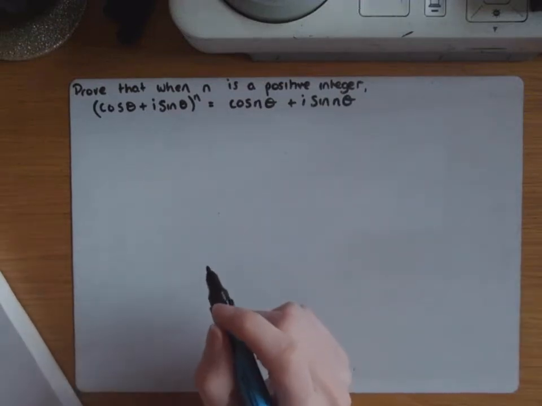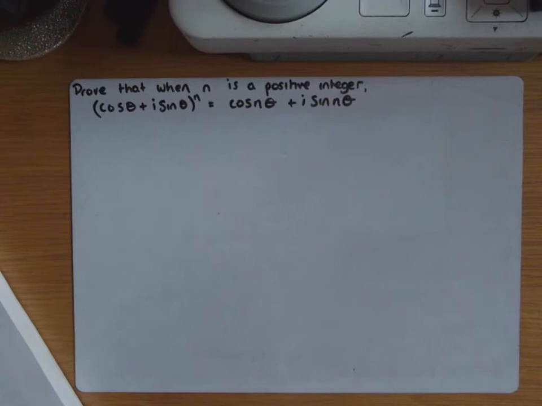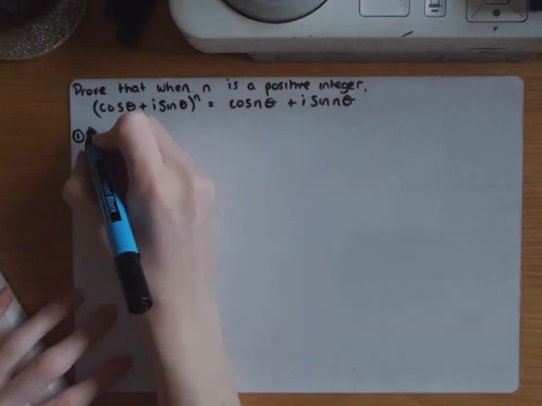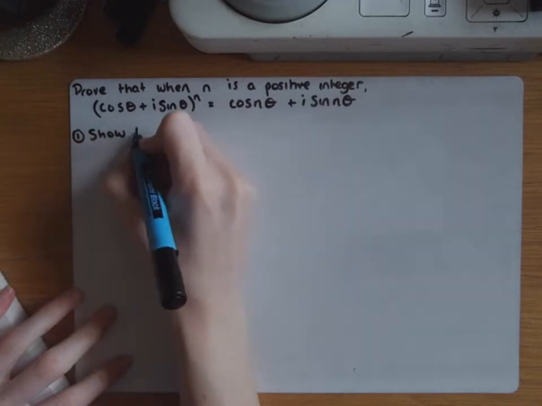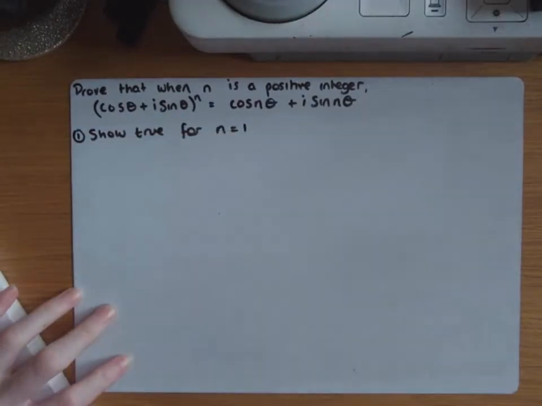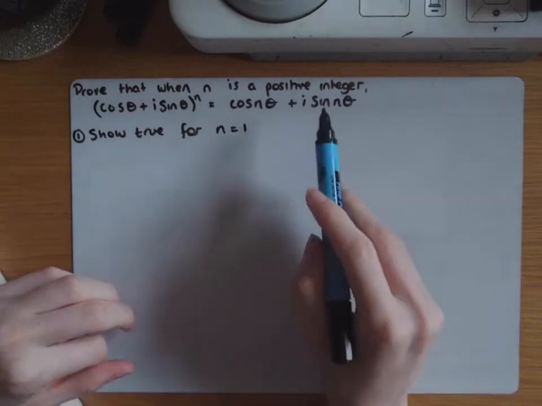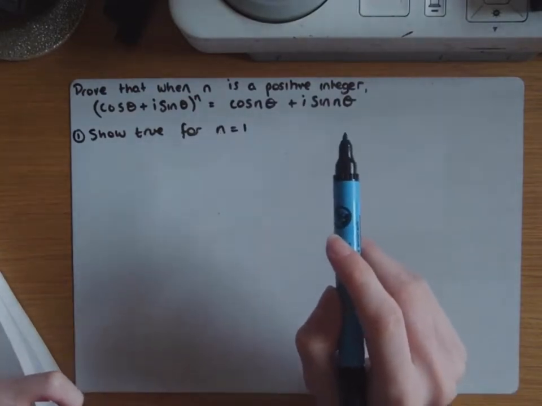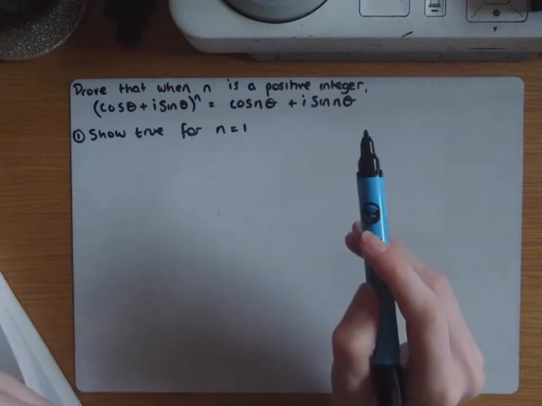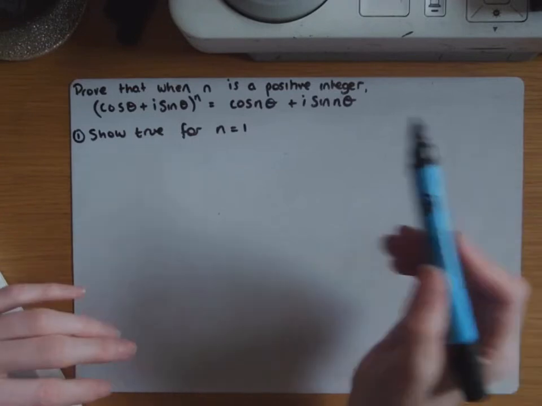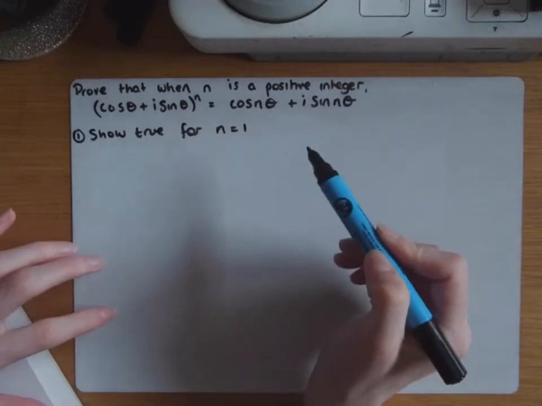Okay, so we're proving it by induction, okay? So the first thing we need to do is show true for n is equal to 1. Now, n is a positive integer, so we're only showing it for natural numbers, okay? We have to prove it true for all natural numbers, so that would mean natural starting at 1, okay? So that's why we're showing it true for n is equal to 1.